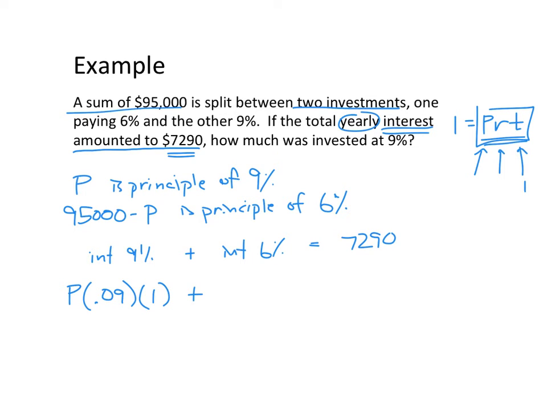All right, in the other account, we have the principal for that account, which is 95,000 minus P, times the rate, 0.06, times the time, which is 1, and this adds up to 7,290. Okay, so this would be the setup, a great start.